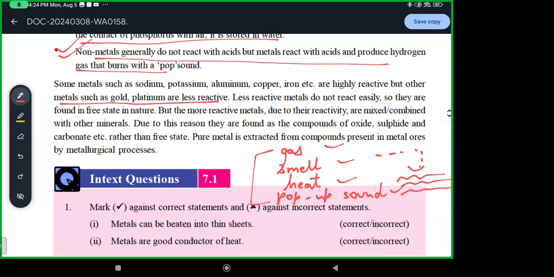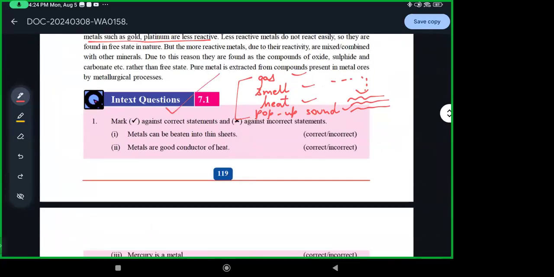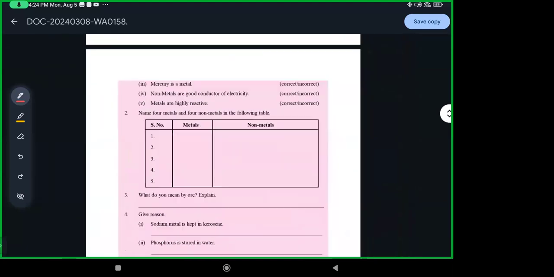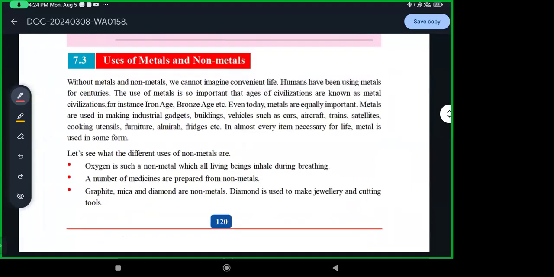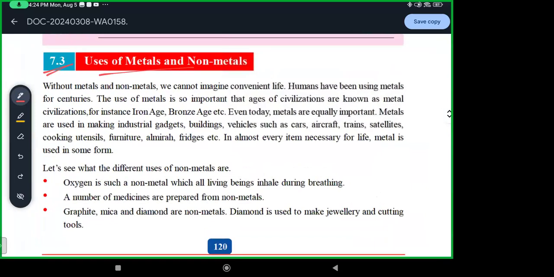Yes, Abraham. Anything else? Okay. So it can be fatal if we are very careless or if it happens with a lot of chemical. So this is your homework. 7.1 is your homework. Then uses of metals and non-metals, 7.3. This we will continue from tomorrow. Okay. We'll continue this in the next one.